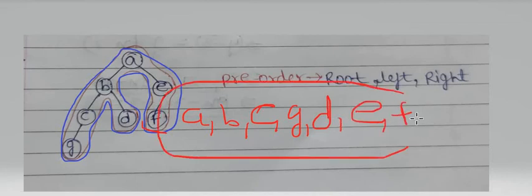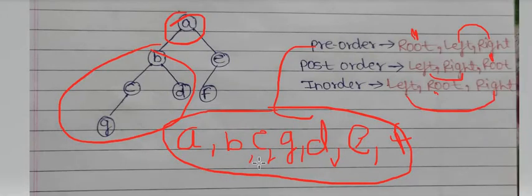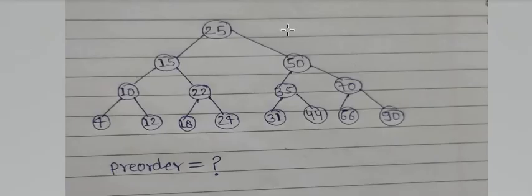So we see A, B, C, G, D, E, F. As you see, in less time we can perform the pre-order traversal within a few seconds. If I solved this question with the concept, it would take too much time. So how do we do it with the trick?